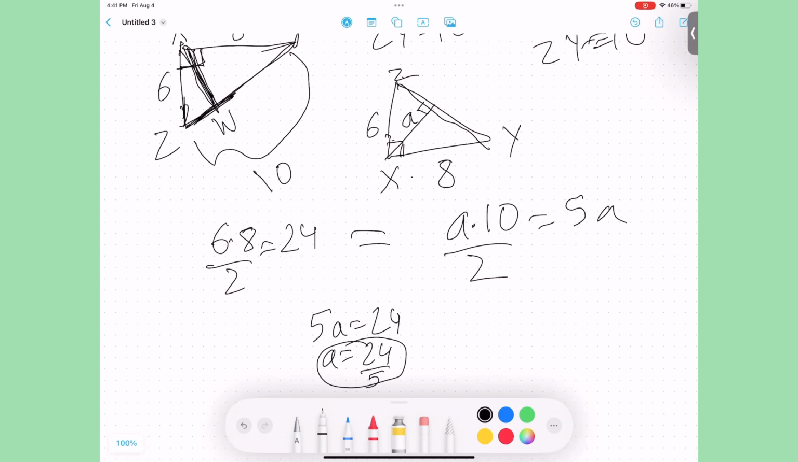Does that make sense? It's basically the same area calculated a different way, with a different altitude and a different base. You can redraw the altitude of the triangle in different ways. Does that make sense?